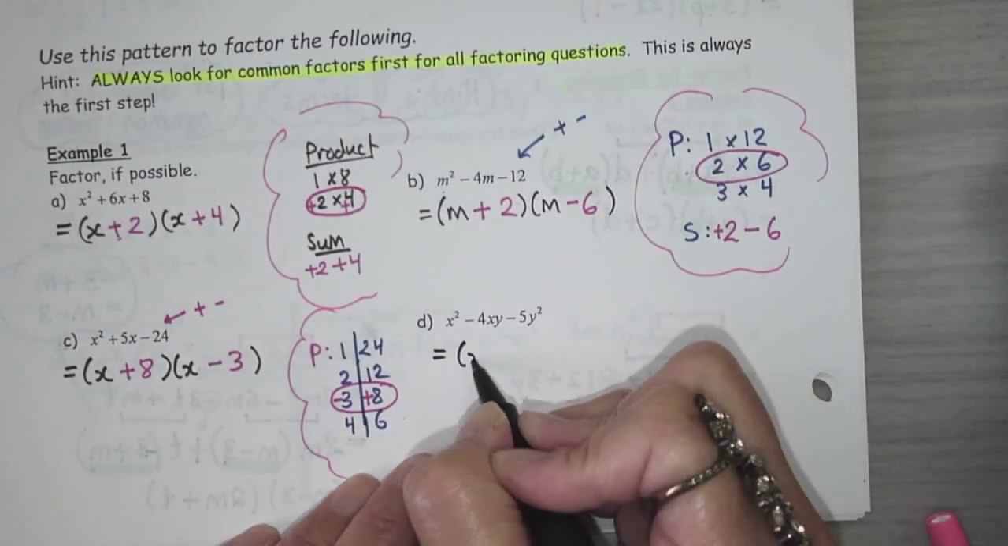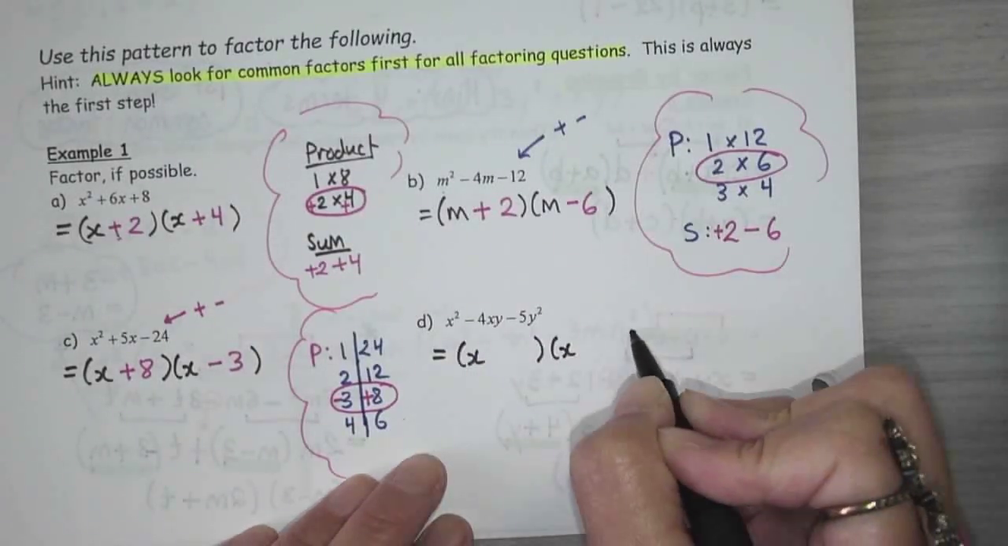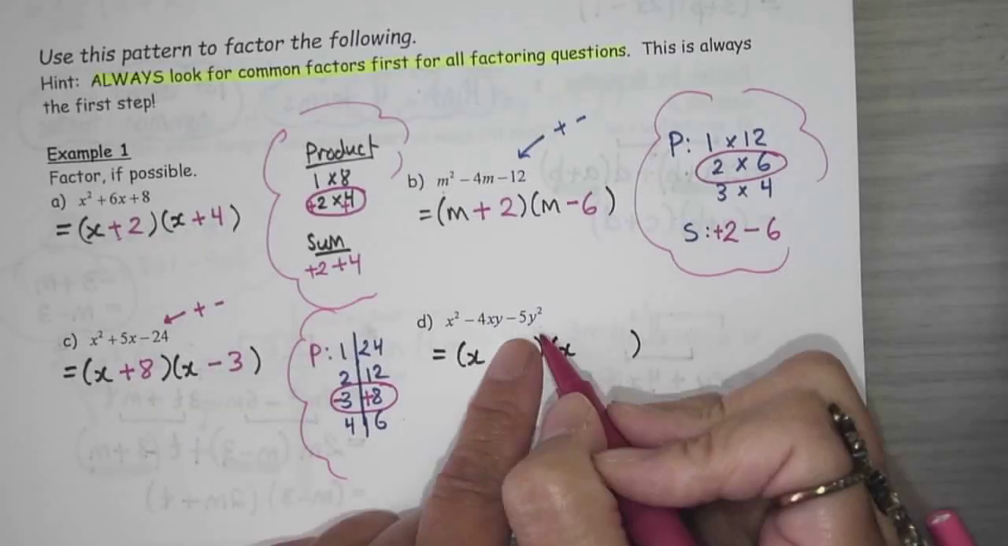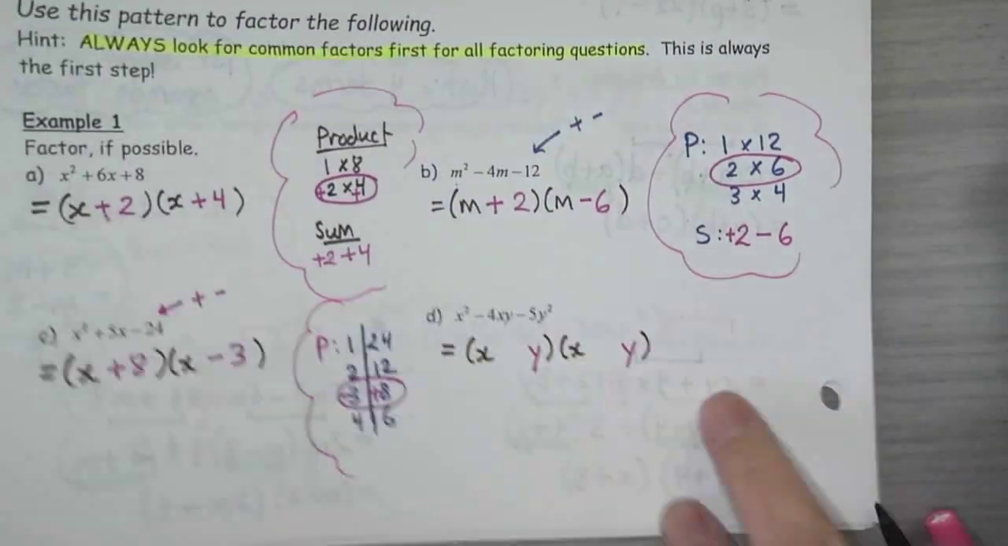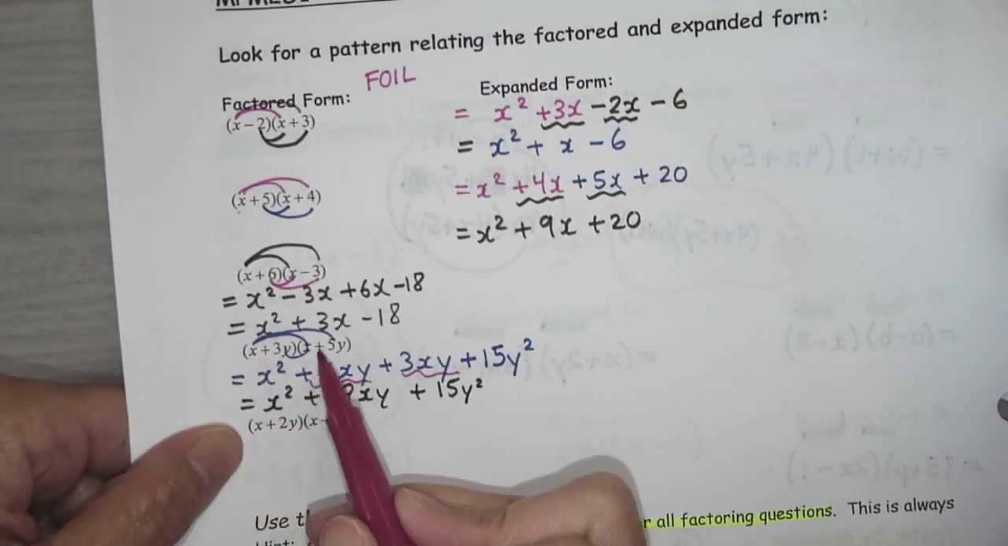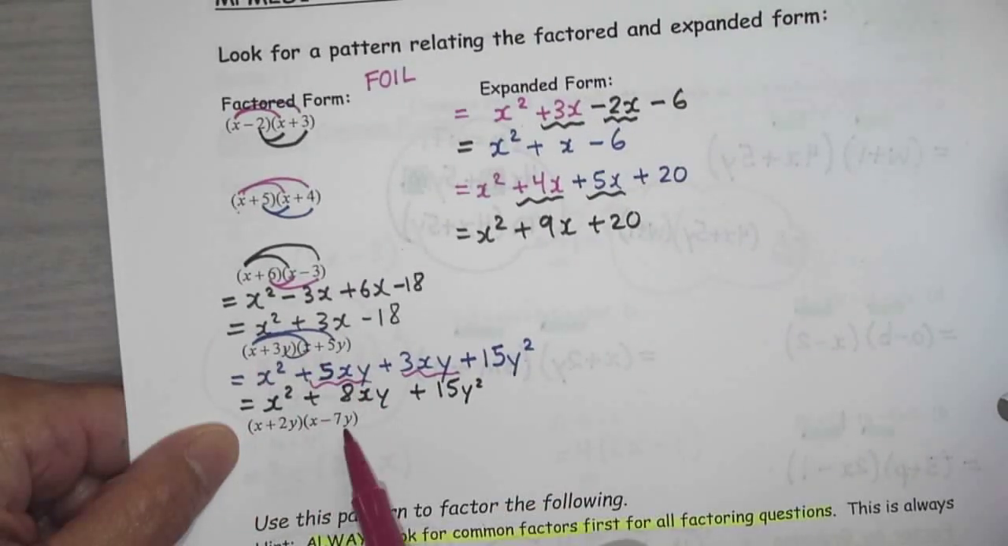So we've got here x, x, and on the side here, for this y, I have a y times a y. So it's just like this bracket. So it'll be xy, xy, xy, xy.